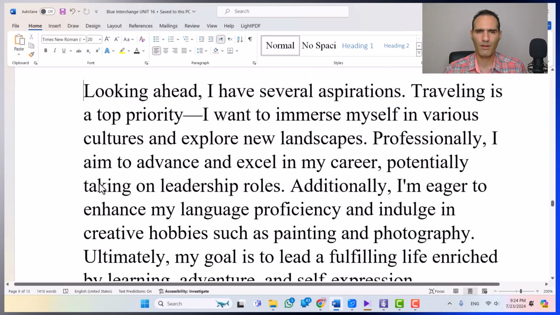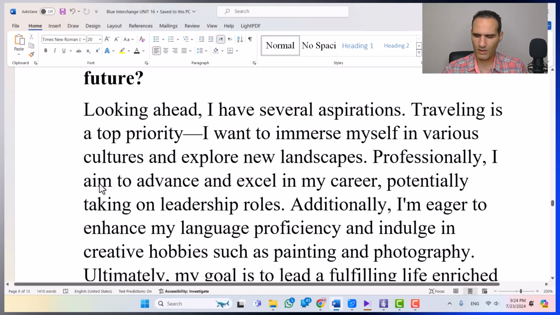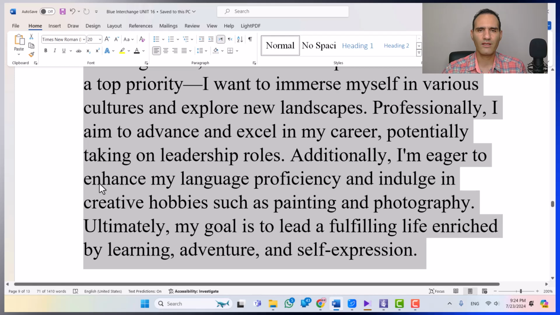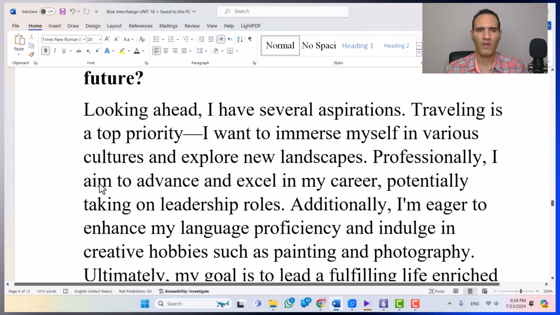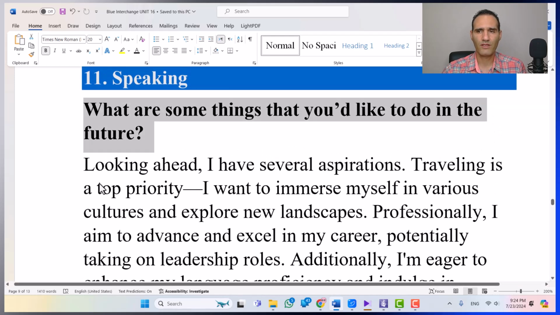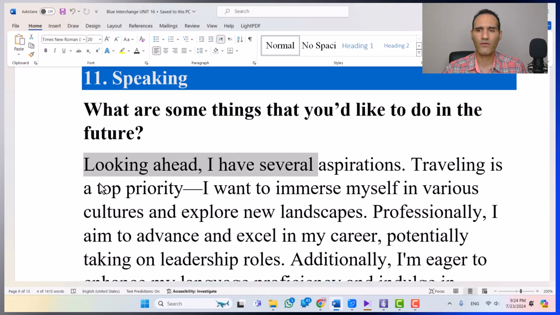What a beautiful sample response. It was, in fact, a writing session practice for IELTS and TOEFL language learners. Let's see. The question says, what are some things you'd like to do in the future? The topic sentence says, looking ahead, I have several aspirations. The topic sentence clearly says that I want to talk about some wishes, aspirations.